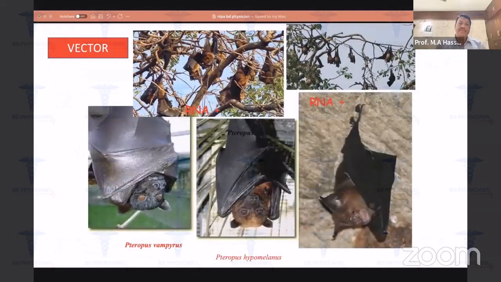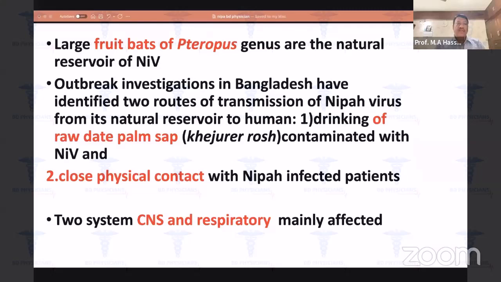And these are the vectors which are the natural source of this Nipah virus. They do not suffer from the disease. They are called fruit bats, or the Pteropus group family, and there are different types of members in this family. They hang in the trees and eat fruits. They also eat our khejur rosh, date palm sap, during the winter season. Fruit bats are the main reservoir of NiV. Bangladesh has identified 2 routes of transmission of Nipah virus in our country: drinking raw date palm sap, or khejur rosh, contaminated with Nipah virus, and close physical contact with a Nipah-infected patient. That is our main concern, human to human transmission. So it is very dangerous.